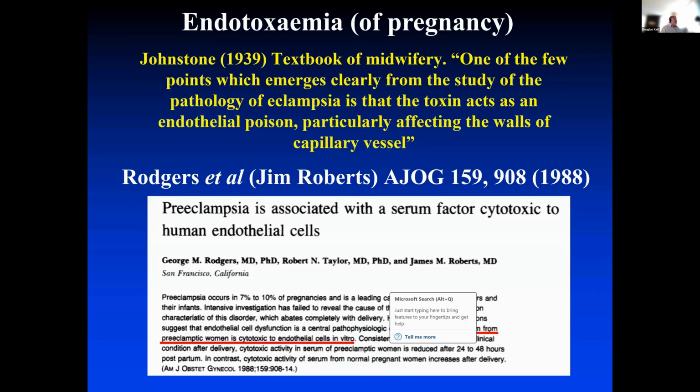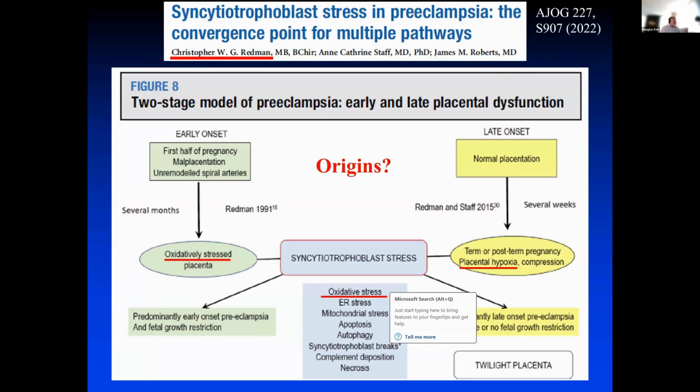Now, of course, the old word for preeclampsia was endotoxemia of pregnancy, and the belief that there was an endotoxin circulating in the blood, which experimentally you could easily demonstrate, did bad things. And although Anatine is going to talk about this later, and I won't dwell on it, we fully accept Chris Redman's wonderful two-stage model of preeclampsia, in which you will see I have underlined the words oxidative stress and hypoxia.